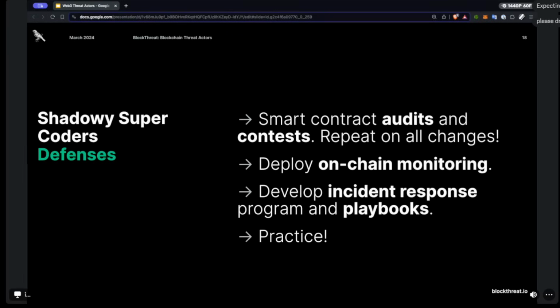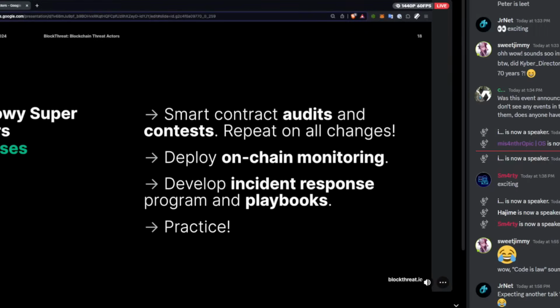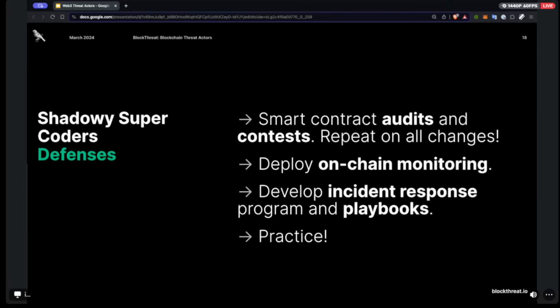Well, audits, contests, for the love of God, please repeat those things on all changes that you make. A lot of projects don't really have on-chain monitoring or incident response programs, as in basically know when you get hacked. Just at the very least know when a bunch of money starts moving away from your project. You don't want to find out that you're getting hacked because someone is tweeting at you, and know what to do so you're not in complete shock.